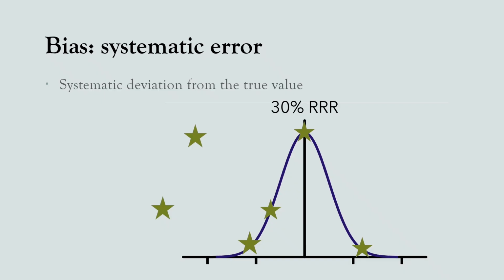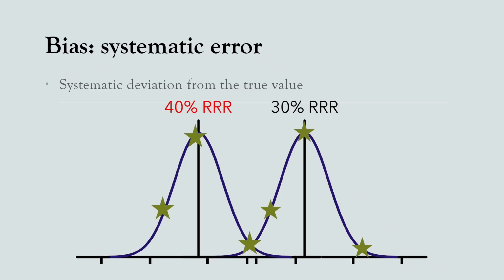In this slide, the true effect is still 30% relative risk reduction, but one of the curves is centered around 40 instead. That means the result is not just randomly different, it is consistently wrong. This happens because of problems in the study, such as poor randomization, lack of blinding, selective outcome reporting, differences between groups at baseline, or missing participant data. Unlike random error, bias does not cancel out with more data. In fact, a biased study can give very precise but wrong results.